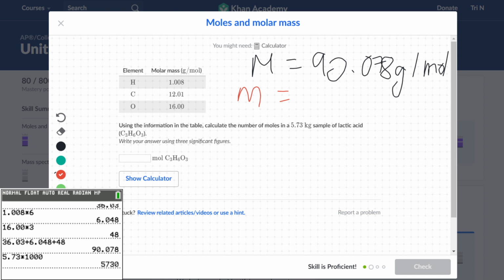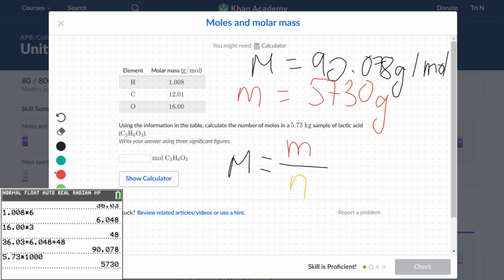So now we have 5,730 grams. And the other thing that we have is the molar mass. If we recall the first formula, big M is equal to mass over n, which is mole. Because if we look at the unit grams per mole, it is mass over mole. Grams is mass, mole is the amount of mole there are. So we have big M, which is molar mass, 90.078 grams per mole, and we have mass, which is 5,730 grams. We need to find mole.